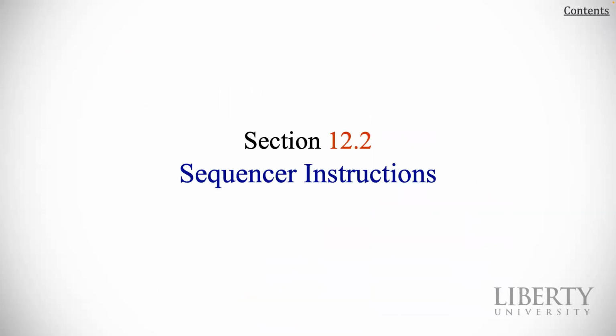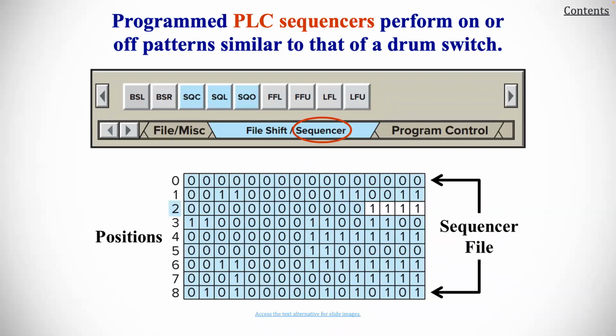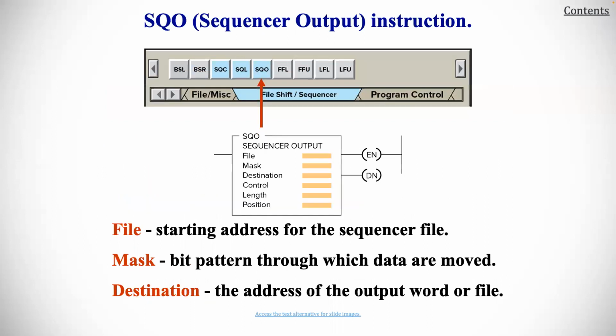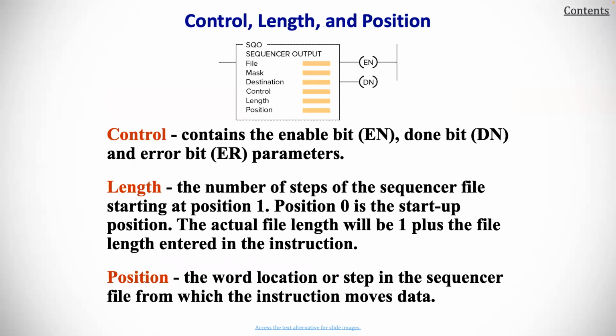For sequencer instructions, programmed PLC sequencers perform on or off patterns similar to that of a drum switch. So this is where we get a chance to see how that would look. There's a handful of commands. I'll just quickly go over these; you can pause and look through them more. You have the sequencer output, the sequencer load, and the sequencer compare. The file is the start address for the sequencer file. The mask is the bit pattern through which data are moved, and the destination is the address of the output word or file. These are for the SQO commands. Then we have the control, length, and position.